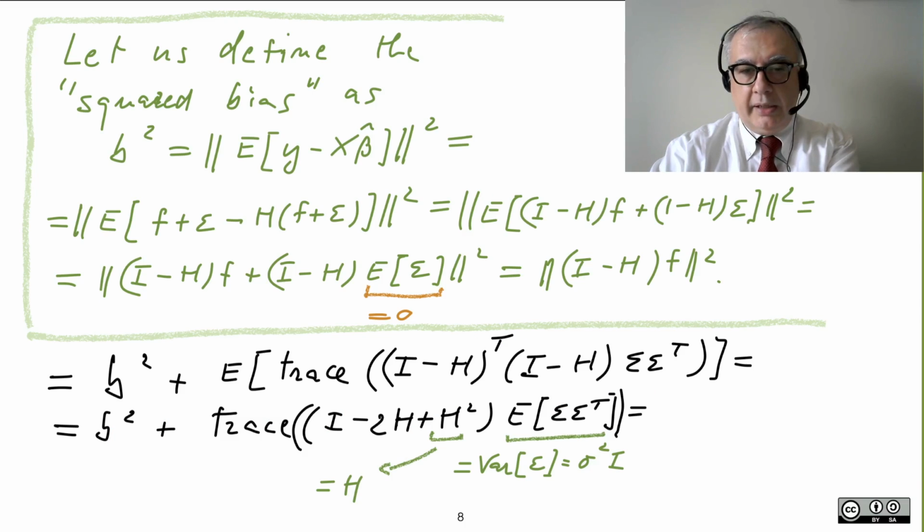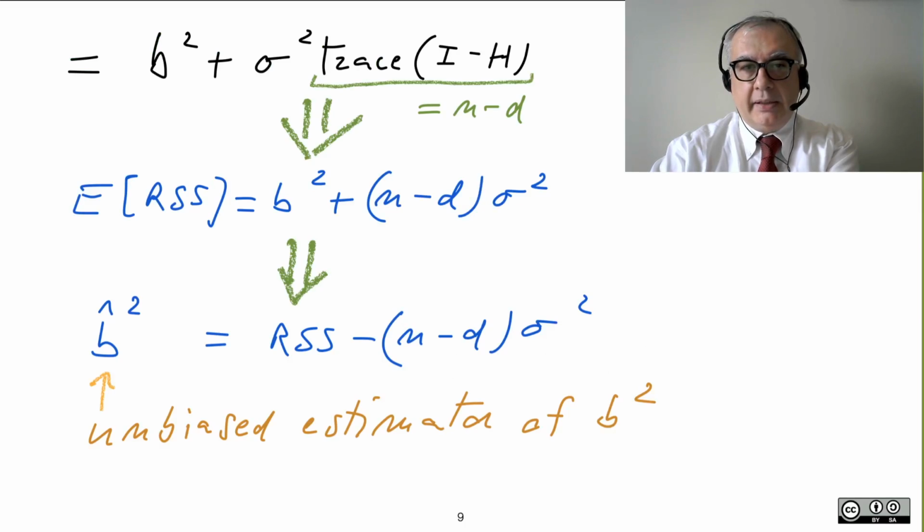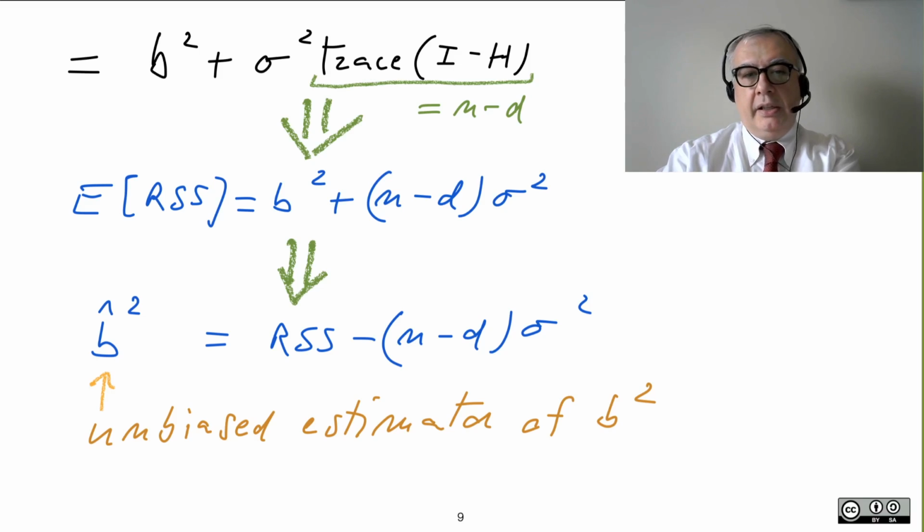Overall, I find that I have beta b squared, the squared bias, plus sigma squared trace of I minus H. But the trace of I minus H is the trace of I, that is n, minus the trace of H, which is d. So this is the final result. The expected residual sum of squares is equal to the squared bias plus this term.